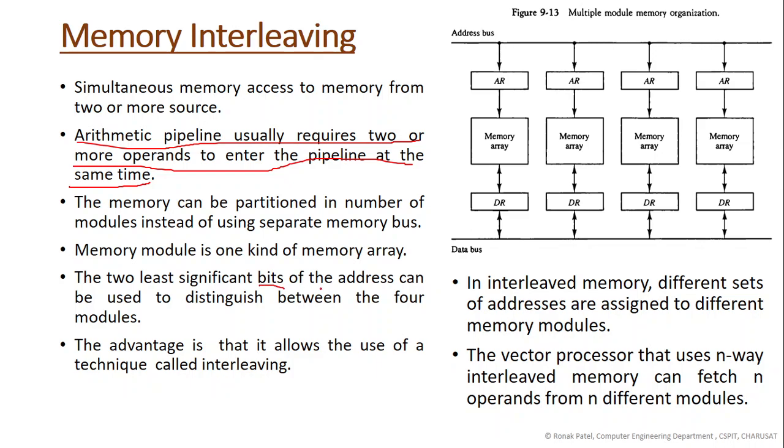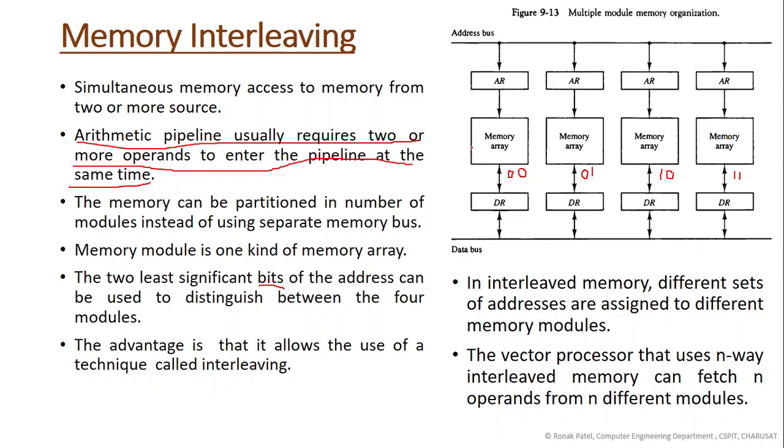two least significant bits of the address can be used to distinguish between these four modules, right? If the last two bits are 00, it means this memory module. If it is 01, then this memory module. If it is 10, then this memory module. If it is 11, then this memory module, right? So suppose the overall size is, assume, 128 bytes.